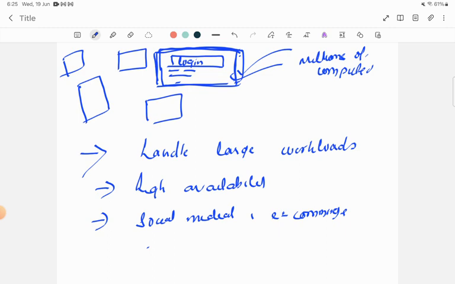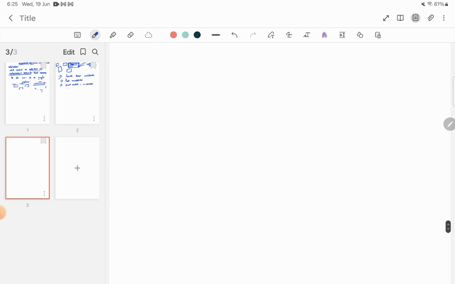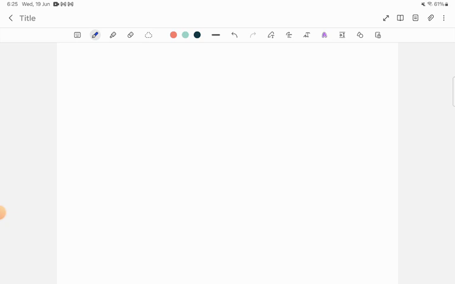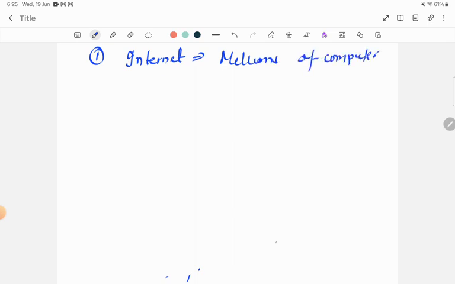Now let's see what the examples are. Can you name some examples of distributed systems? There are millions of examples, so we can jot down a few of them. The first and foremost, the massive distributed system, is the internet. In the internet, millions of computers are there and all of them work together in order to send the information to the correct destination.